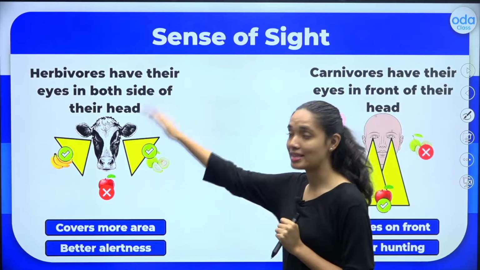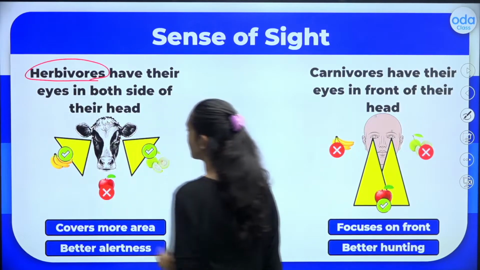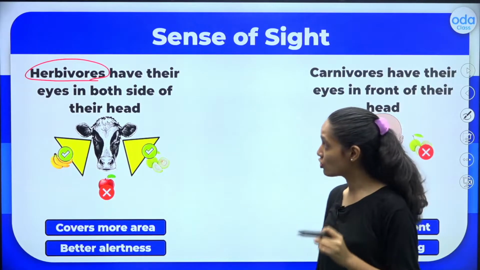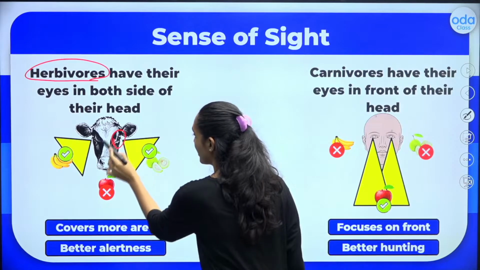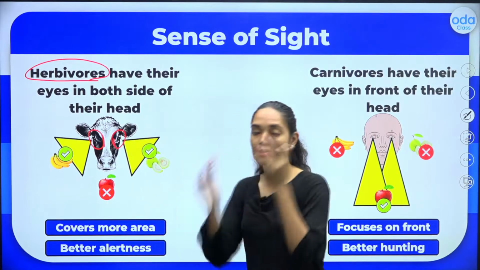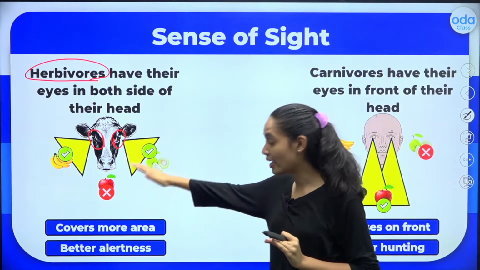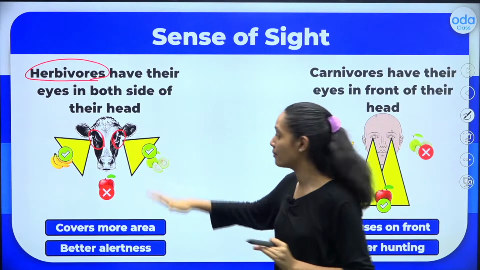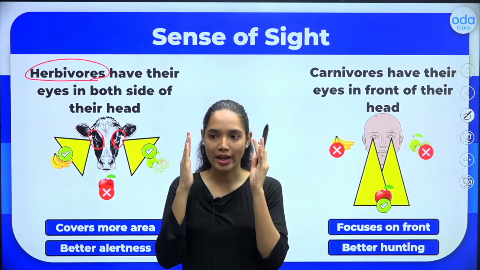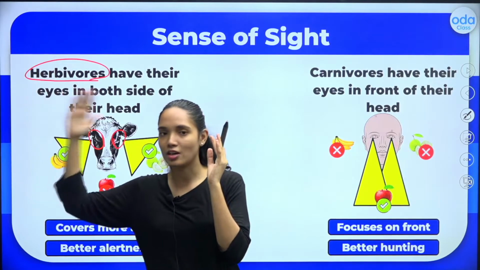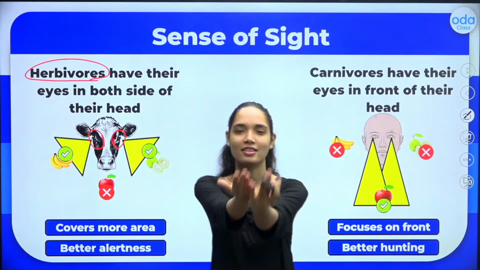Herbivores, when I say herbivores, these are the animals who are dependent on plants or plant-eating animals. Students, they have their eyes on both sides of their head, and it covers more area. That means if I am a cow, I have eyes at both sides of my head. I can see things that are present on the right, and I can see things that are present on the left. But I cannot see the things that are present at my front.